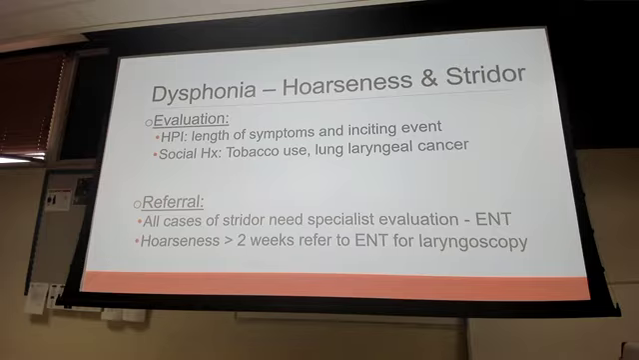We want to get a good HPI, social history. Have they been smoking? Do they drink? Do they use vape? Do they drink alcohol? Have they had any past medical history of malignancy? All of those things we take into account when developing our differential.